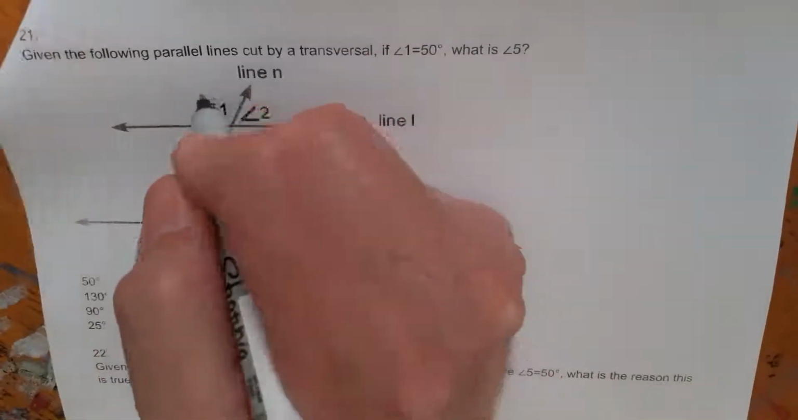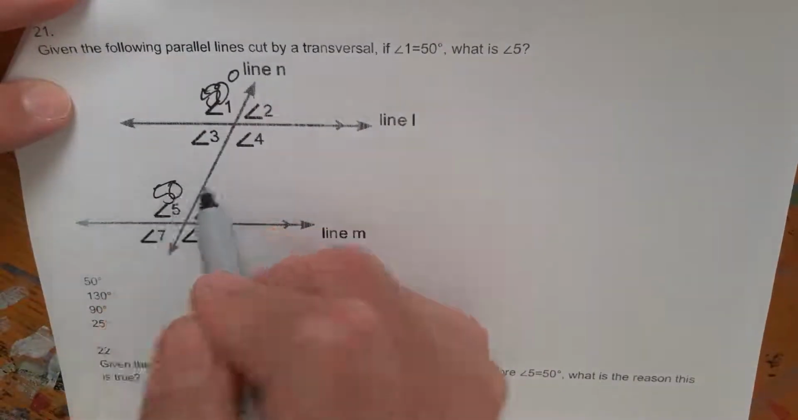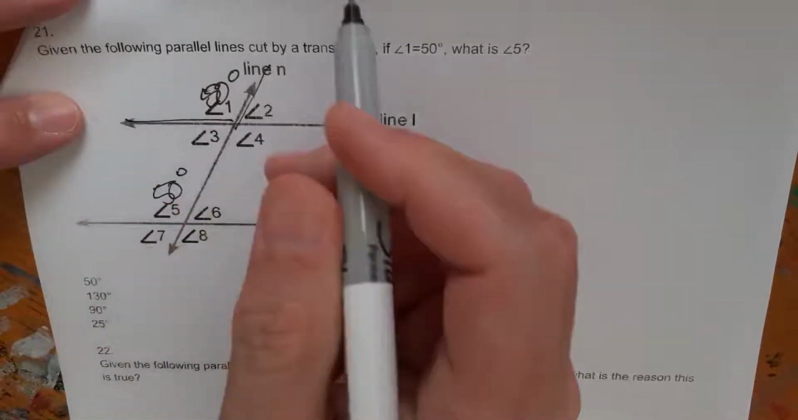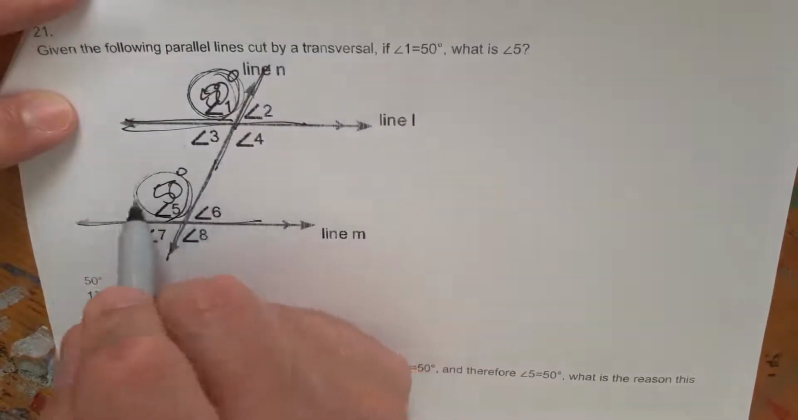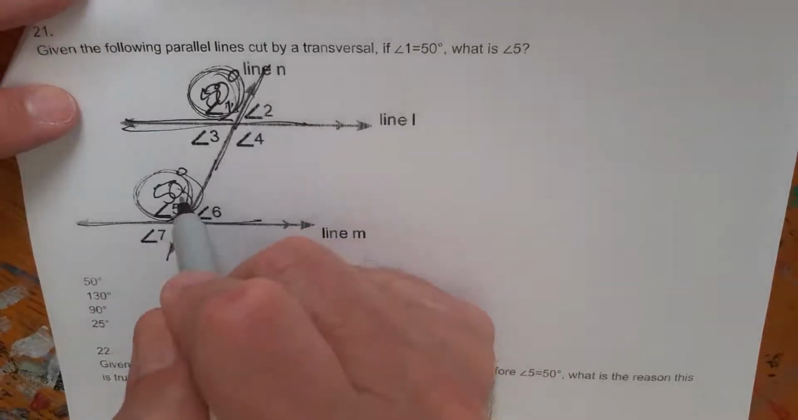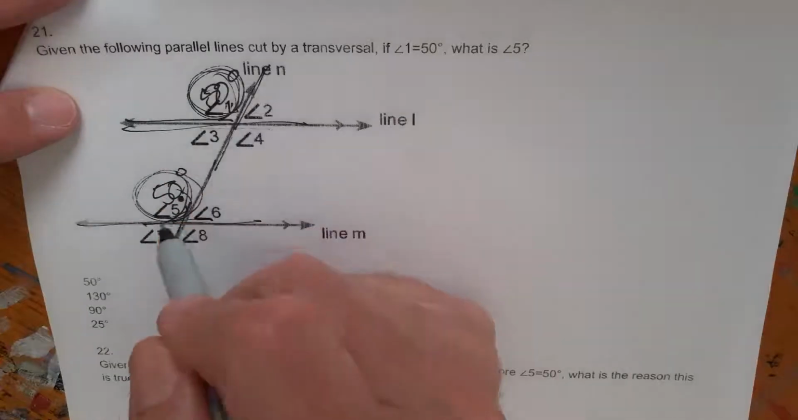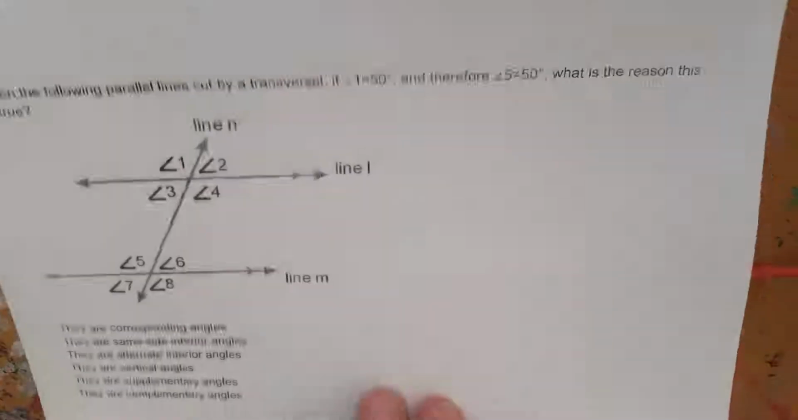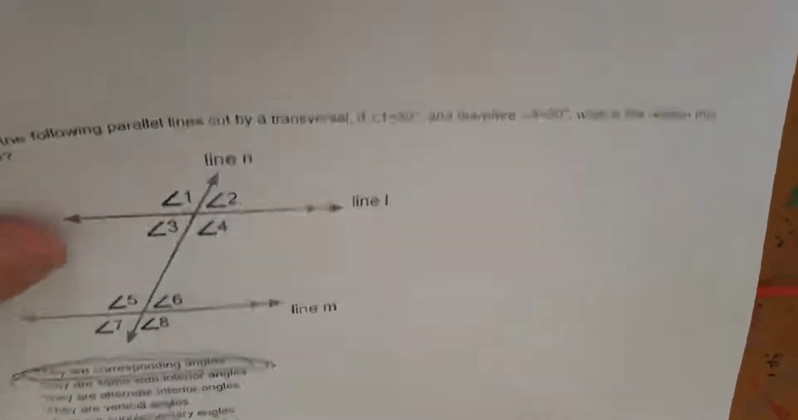All right, 1 is 50, and 5 is 50. Why? They are corresponding locations. If you look at this intersection, we've got this one in the top left. Now look at this intersection, exactly the same, and this is top left. If this is 50, this has to be 50. They're called corresponding locations. Same placement, but on a different intersection. These are two different intersections of lines, but the same position. So 50 and 50, and they're called corresponding angles.